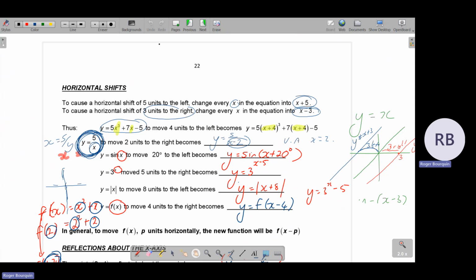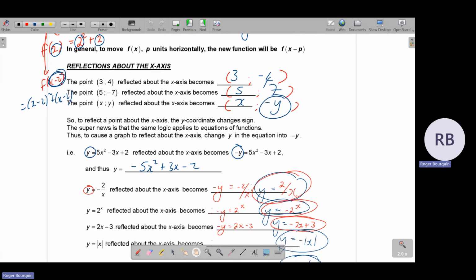If I had a sine graph, to move it 20 to the left, I change the x, keeping it in brackets, into x plus 20. For 3 to the x, 5 to the right, change the x to x minus 5. 8 to the left on an absolute value graph, replace the x with x plus 8. In general, if you've got a function f of x, to move it to the right, we rewrite it as f of x minus 4. That means turn every x into x minus 4.